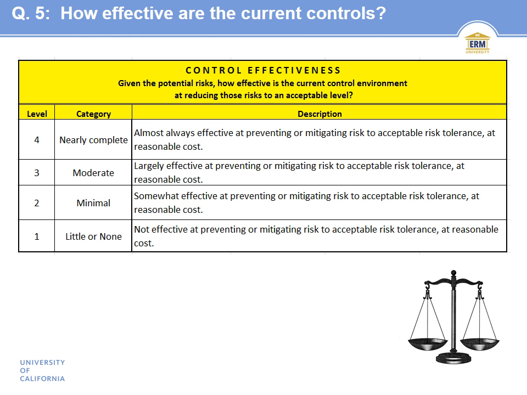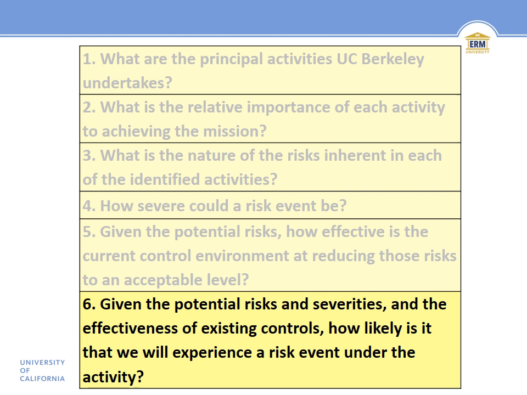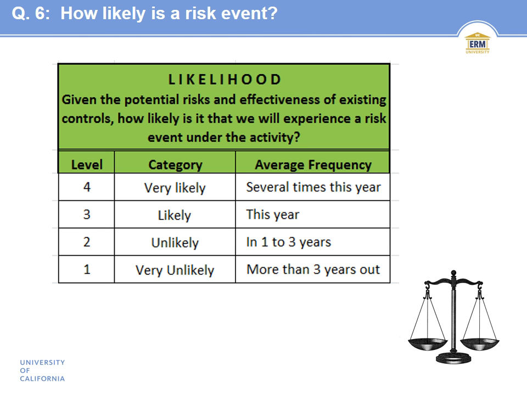All right, so I asked my SMEs, across those risk areas that you've just identified and the levels of risk, how good are we at controlling these risks? And then finally, given the potential risks and severities and the effectiveness of controls, I asked the SME, how likely is it that we'll still experience a risk event under the activity? And once again, we have a scale. And they picked somewhere. And let me say at this point, nobody said 1.